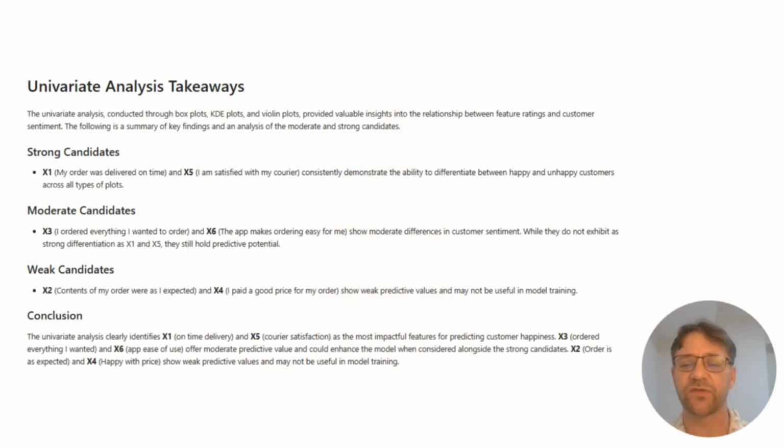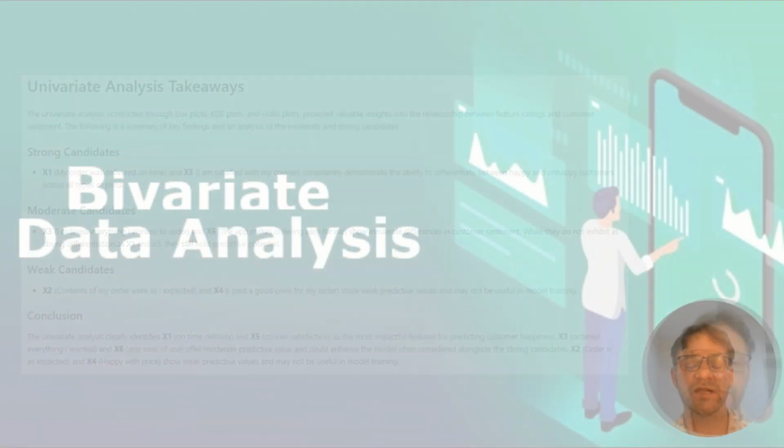So for each of these plots, I went through all of the features and kind of kept track of what features were strong, what features were weak, what features were moderate. And I tried to aggregate all of those results into a univariate analysis takeaway. And here I found that X1 and X5 were strong candidates, X3 and X6 were moderate candidates, X2 and X4 seemed to be weak candidates.